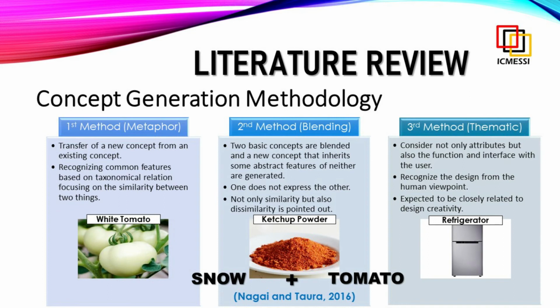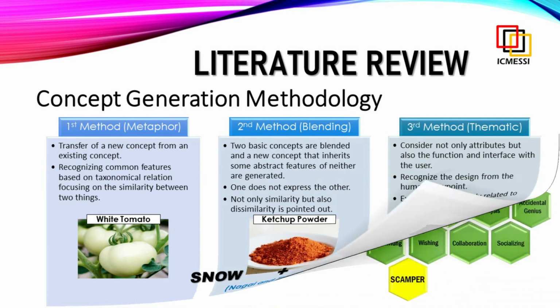For example, if we have the base concept of snow and tomato, the metaphor method will produce a white tomato because it takes the white color of snow combined with the tomato. The blending method produces ketchup powder because it takes the feature of snow, a light powder shape, combined with the orange color of tomato, while the thematic method produces a refrigerator because snow is a cold temperature and you can place the tomato inside to keep it fresh. This example proves that thematic relation will produce more creative ideation in design.